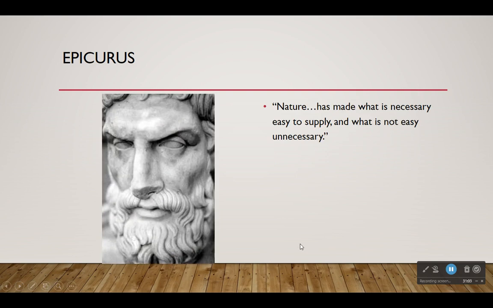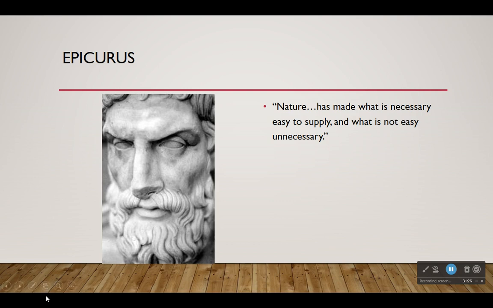One way that Epicurus put the point was to say that nature has made what is necessary easy to supply, and what is not easy unnecessary. So an awful lot of false beliefs about happiness could simply be corrected by understanding that if it's not easy to acquire, then you probably don't need it to be happy.